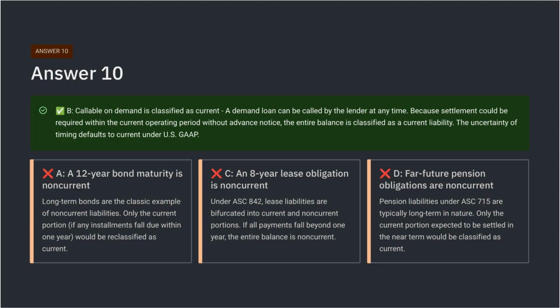Option A is wrong because a bond payable due in 12 years is normally non-current, except for any current portion. Option C is wrong because lease payments due after 8 years are non-current. Option D is wrong because far future pension obligations are generally non-current. For liabilities, never ignore demand or call features.